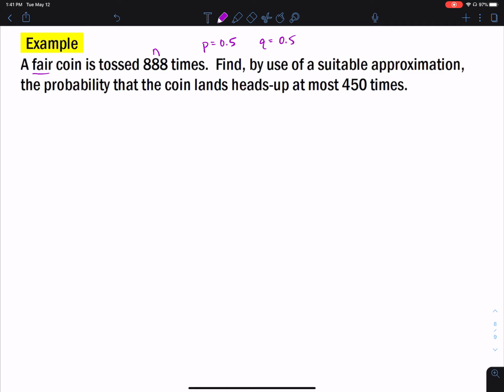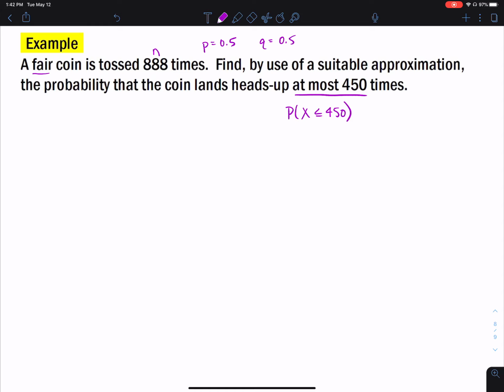So we are ready to make an approximation for the probability that it lands heads up at most 450 times. This is what we're trying to figure out: at most, X is less than or equal to 450, okay? Just think about that and practice those inequalities.